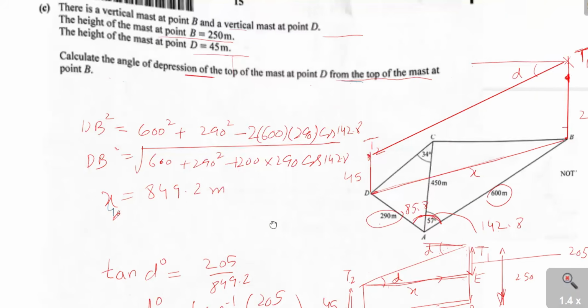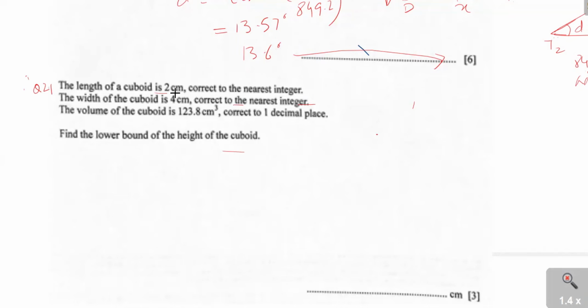Next question number 21. The length of a cuboid is 2 centimeter, correct to nearest integer. Width of the cuboid is 4 centimeter, correct to nearest integer. Volume of cuboid is 123.8, correct to 1 decimal place. Find the lower bound of the height of the cuboid.